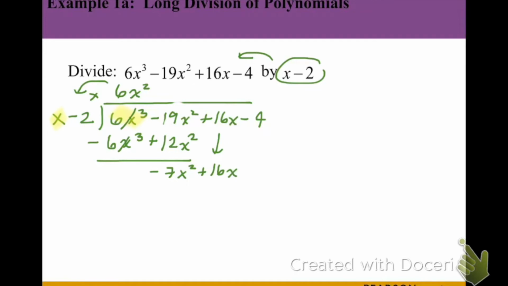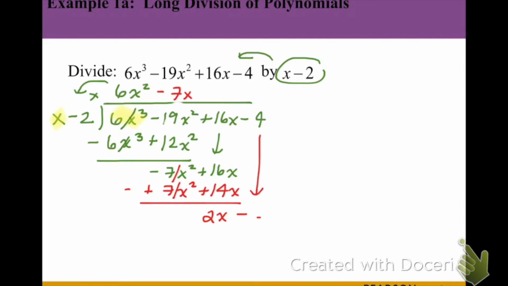So in this case, we want to think, well, x times what gives us a negative 7x squared? That would give us a negative 7x. And so we're going to multiply both the x and the minus 2 by the negative 7x, giving us a negative 7x squared plus 14x, and then we're going to subtract. That's going to cancel out the 7x squareds, and then 16x minus 14x gives us 2x. And finally, we can bring down that negative 4.